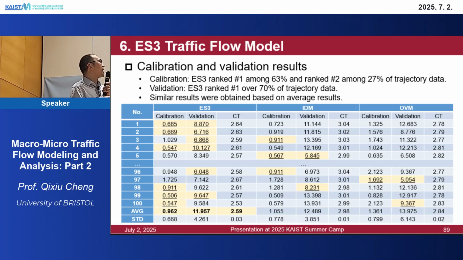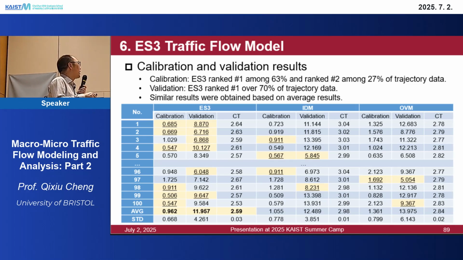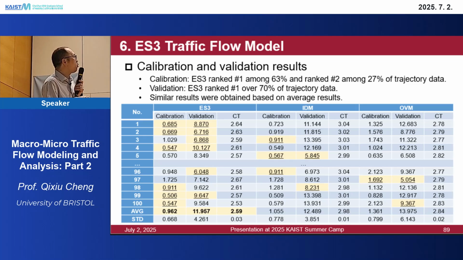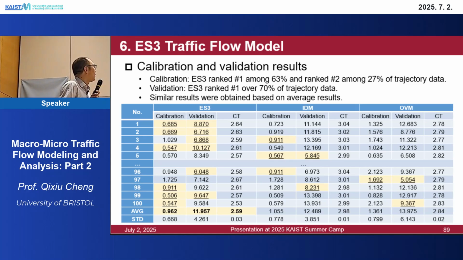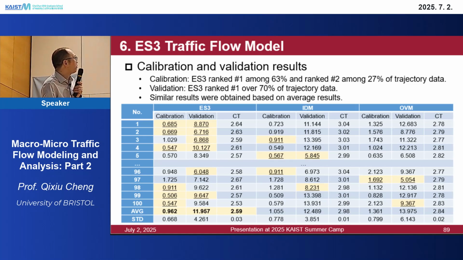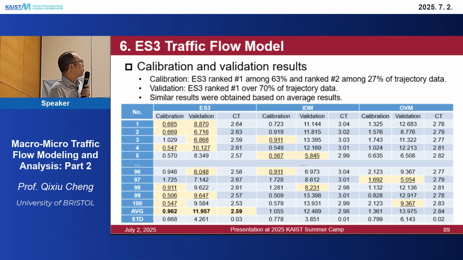Now we compare the results of these three, and we can see ES3 ranked number 1 among 63% and ranked number 2 among 27% of the trajectory data. And for the validation, ES3 ranked number 1 over 70%. And there are also similar results for the average values. ES3 is the best among these three car-following models.